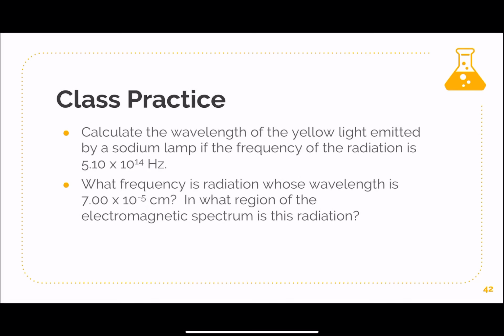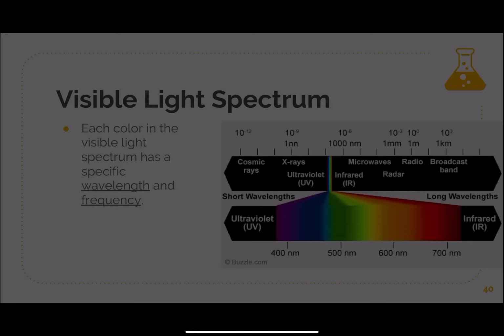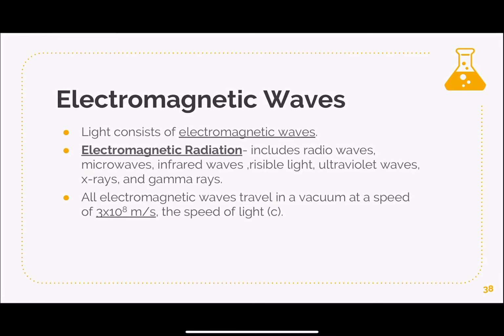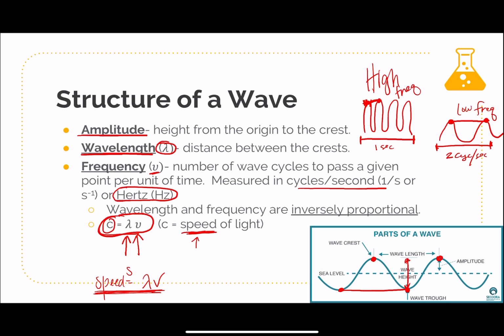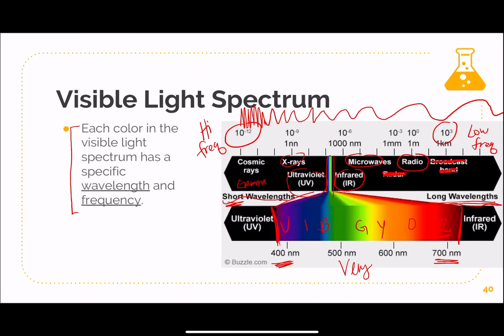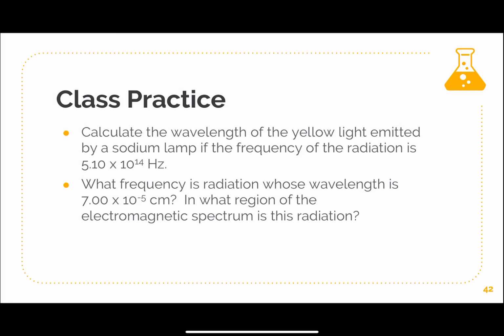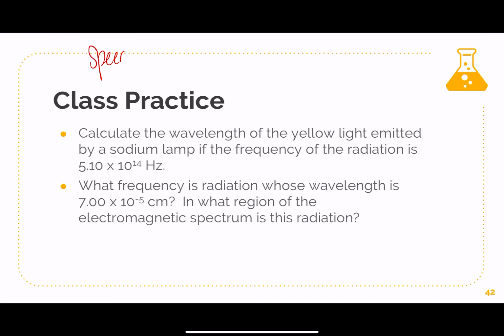Okay? All right, let's do a few calculations with our problem. Remember, we've got speed equals frequency times wavelength. Speed equals frequency times wavelength. And you've got some of these to do on your assignment today too. So, calculate the wavelength of the yellow light emitted by a sodium lamp.